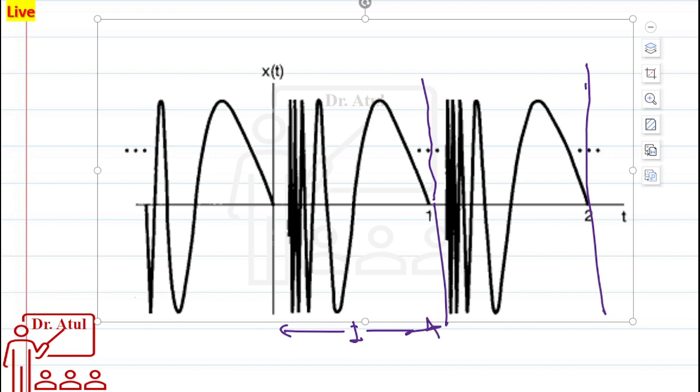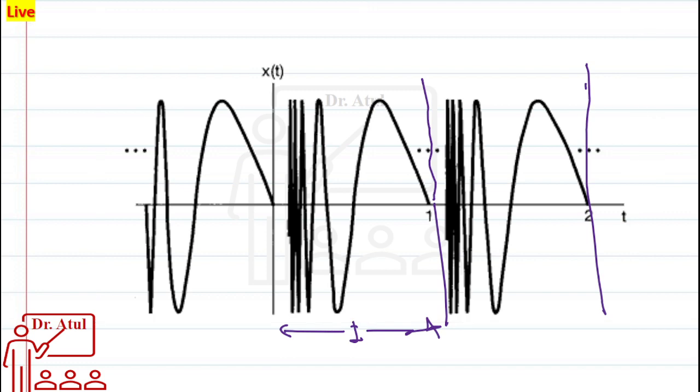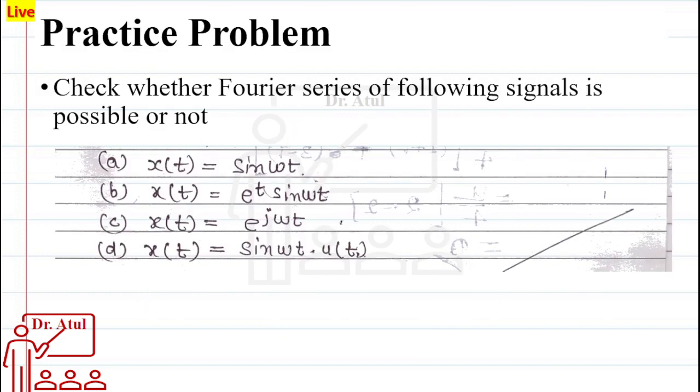Because of these infinite maxima and minima points, this signal cannot have a Fourier series. Is it okay?